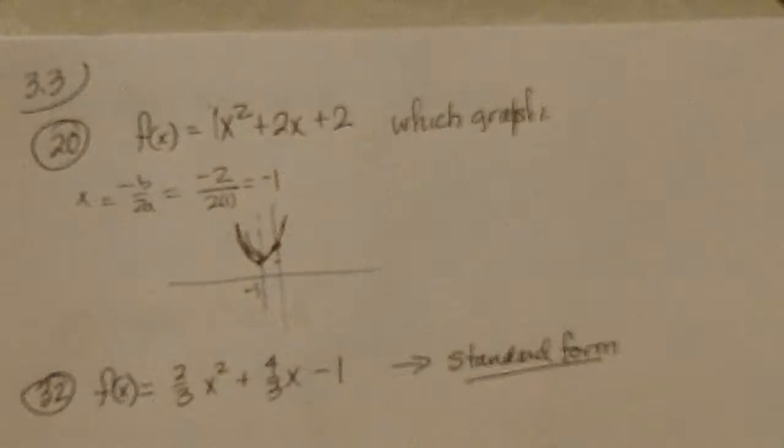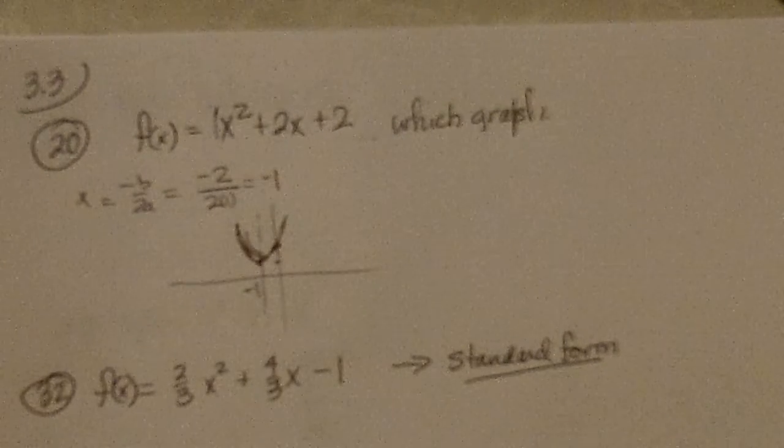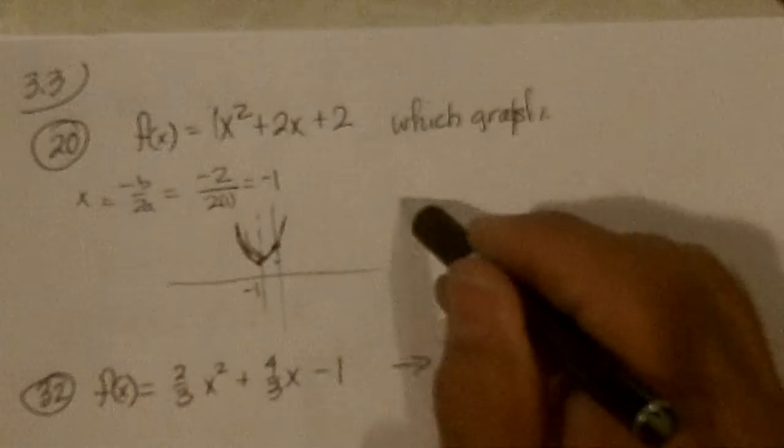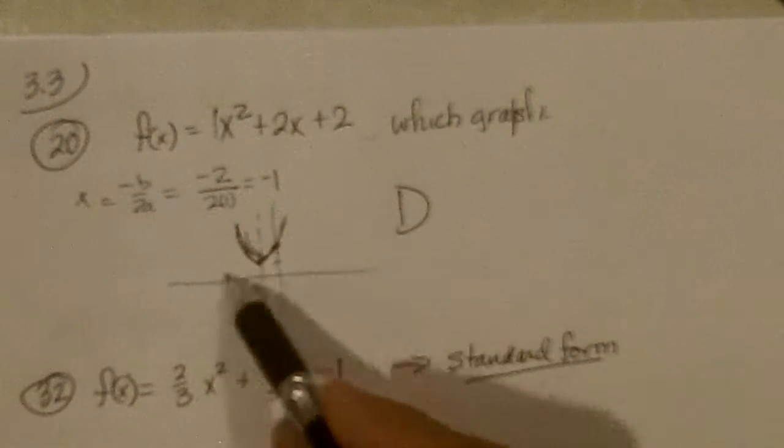And so now I can look at the different graphs that they offered me to select from. If I look at the different ones in this section on that problem, on that page, it looks like D is the graph that will look like that.